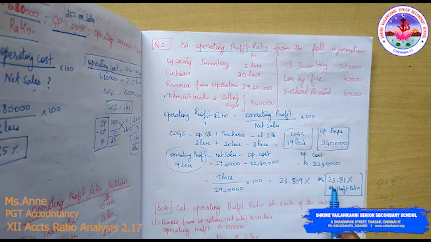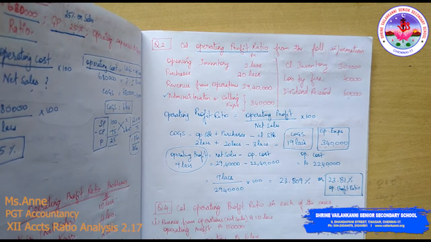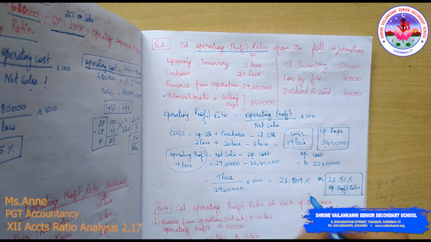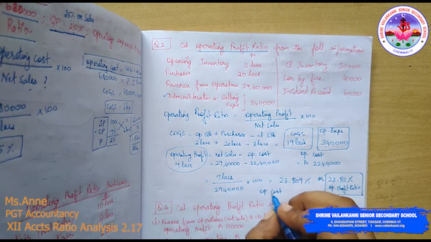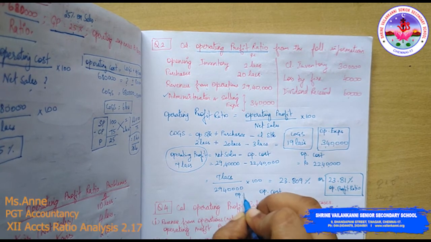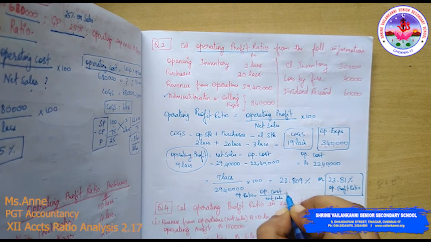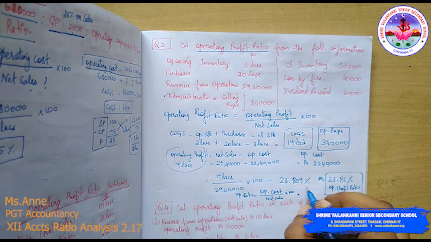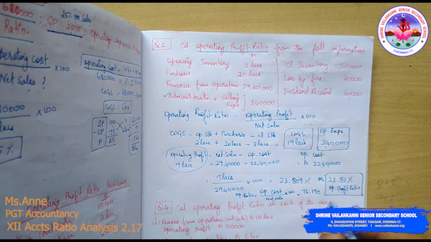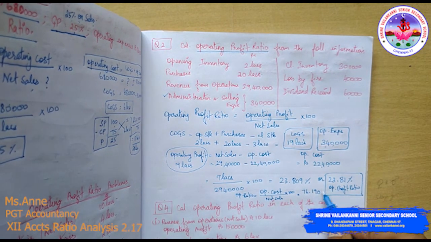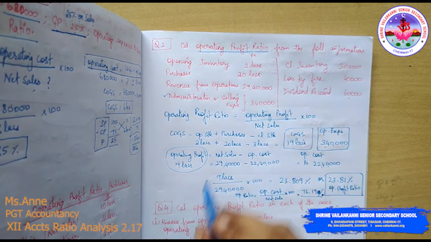If you want, we can say that 100 minus 23.81 will be operating cost ratio. Operating ratio is nothing but operating cost divided by net sales into 100, which should be 76.190 or 76.19%. It should be this. You can calculate with the formula and check.